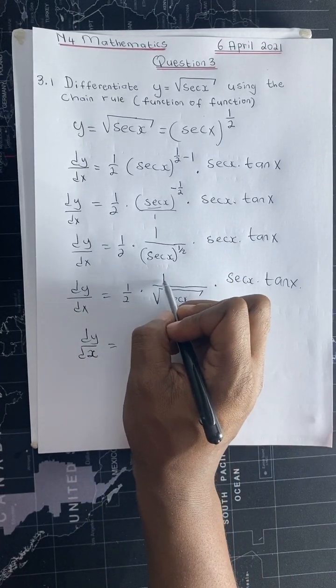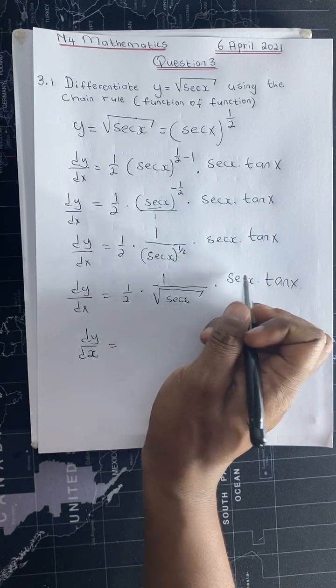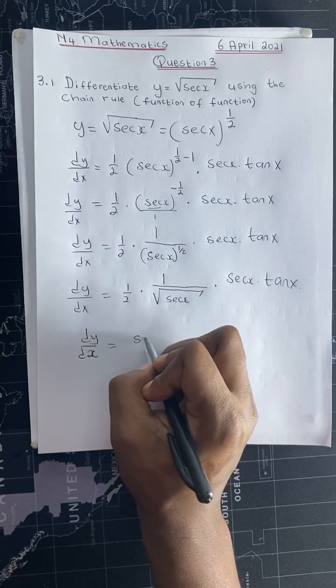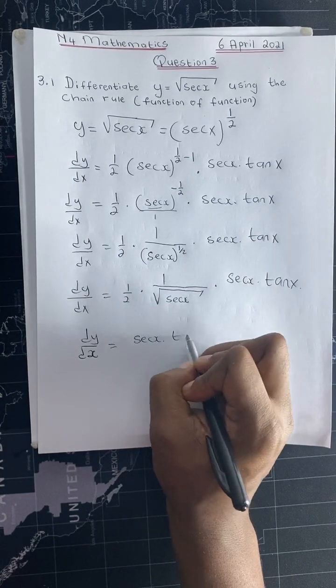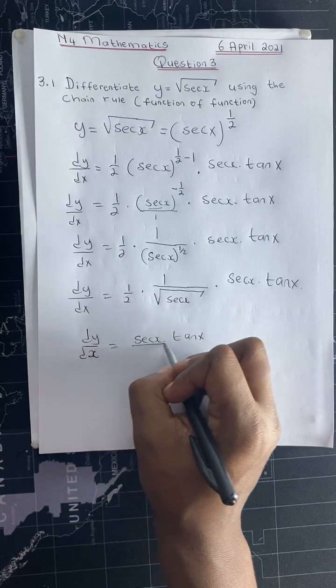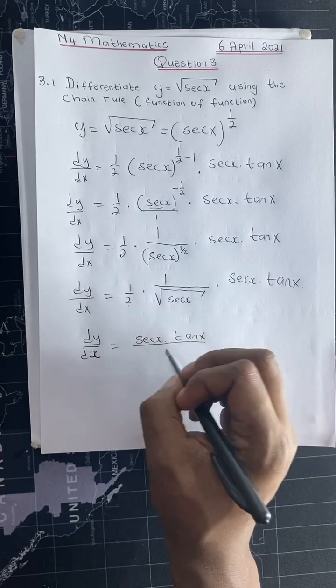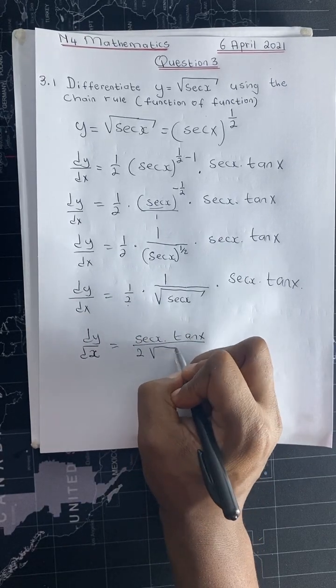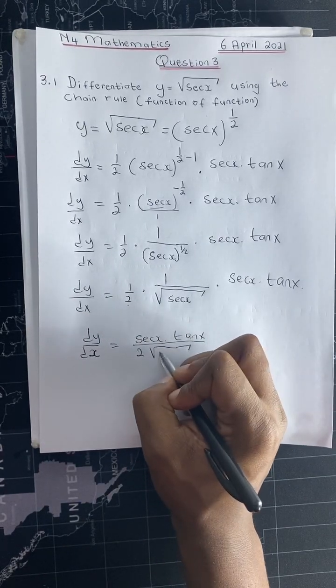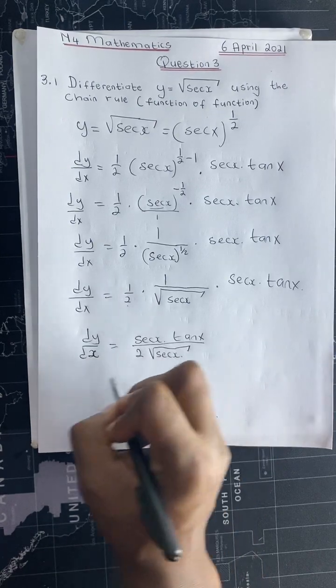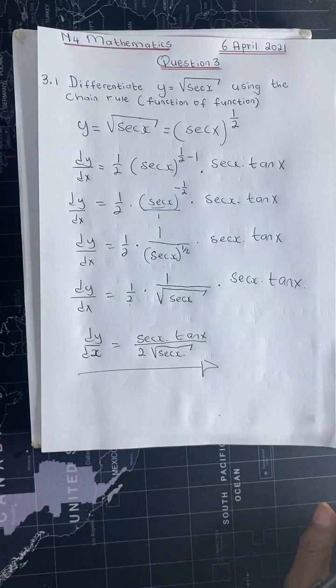So 1 multiplied by 1 is equal to 1, and 1 multiplied by sec x tan x is equal to sec x tan x. The denominator, 2 multiplied by the square root of sec x, is equal to 2 times the square root of sec x, and we have this as our answer for question 3.